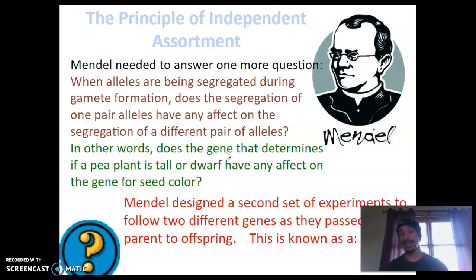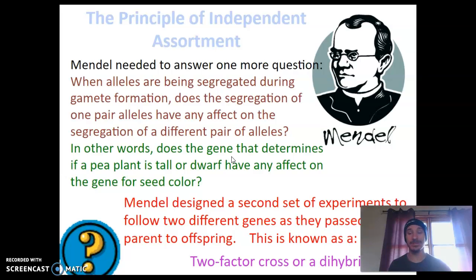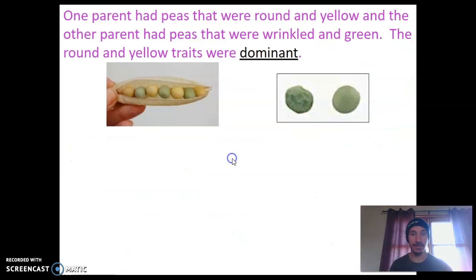So Mendel would design a second set of experiments to follow two different genes passed from parent to offspring. And we know when we follow one gene, we call it a monohybrid cross. Mono means one. So if we're going to follow two genes, I bet we just call it a dihybrid cross, or a two-factor cross. Yep, that seems to be the case.